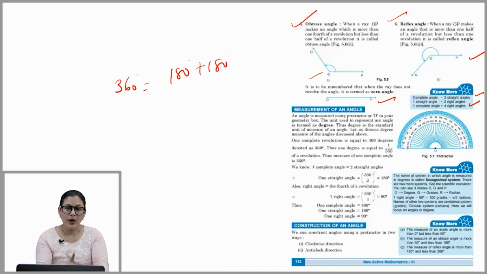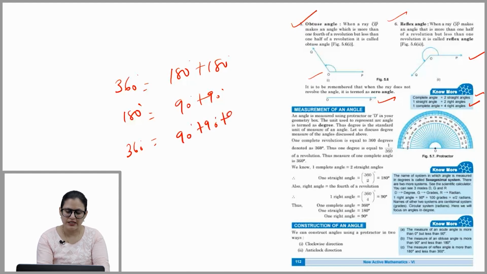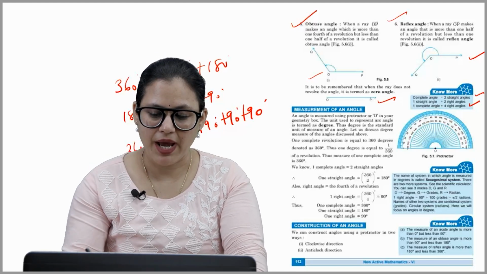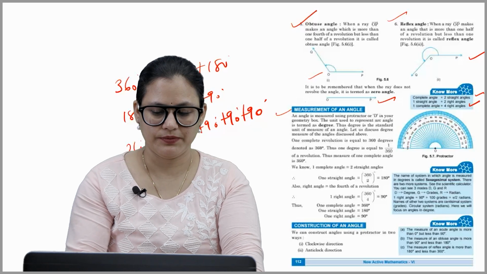One straight angle, that is 180 degree, is equal to 2 right angles, that is 90 plus 90, and one complete angle, that is 360 degree, is equal to 4 right angles, that is 90 degree plus 90 degree plus 90 degree plus 90 degree. It's clear. Next, measurement of an angle.